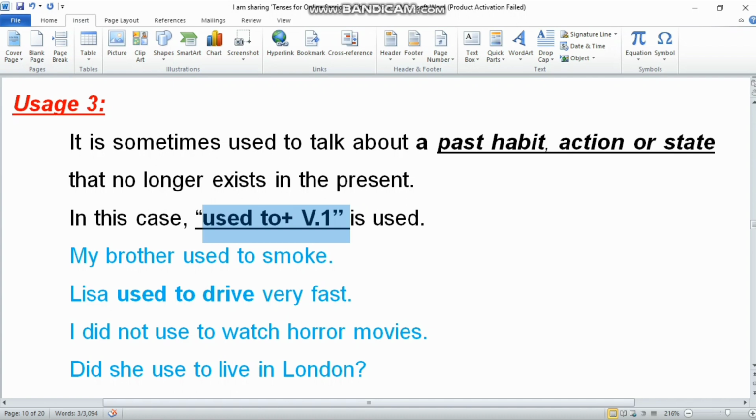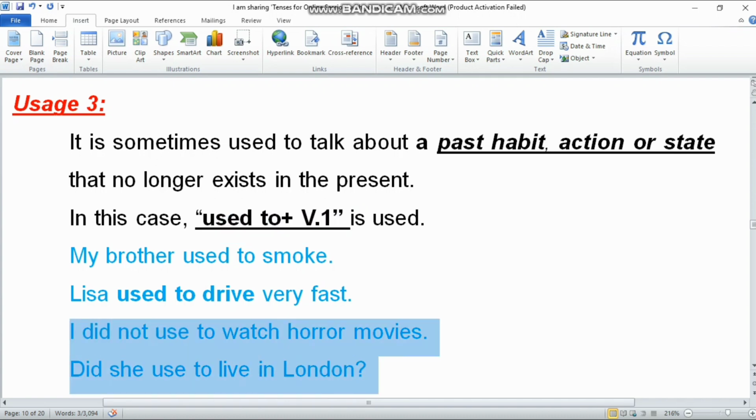It means he was habitual to doing this particular activity in the past, but in the present, he is not smoking any longer. Another example is, Lisa used to drive very fast. It means she does not drive very fast now. I did not used to watch horror movies in the past. Did she used to live in London? These last two are the negative and interrogative structures, by the way.